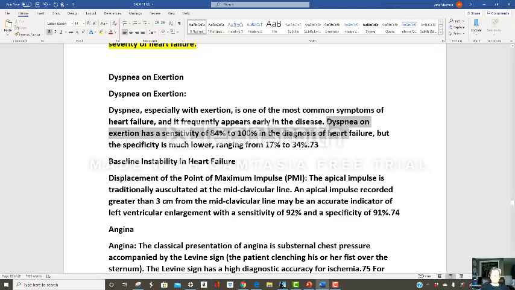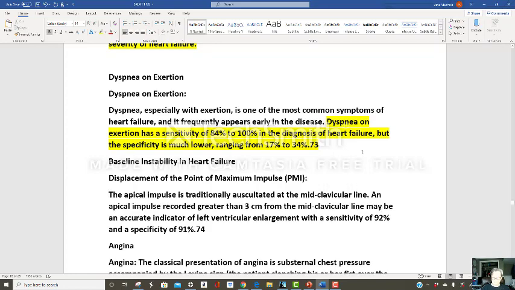Baseline instability and heart failure: displacement of the point of maximum impulse, PMI. The apical impulse is traditionally auscultated at the midclavicular line. An apical impulse recorded greater than 3 centimeters from the midclavicular line may be an accurate indicator of left ventricular enlargement with a sensitivity of 92% and a specificity of 91%.